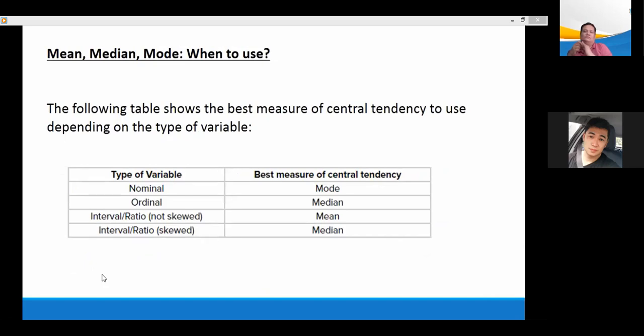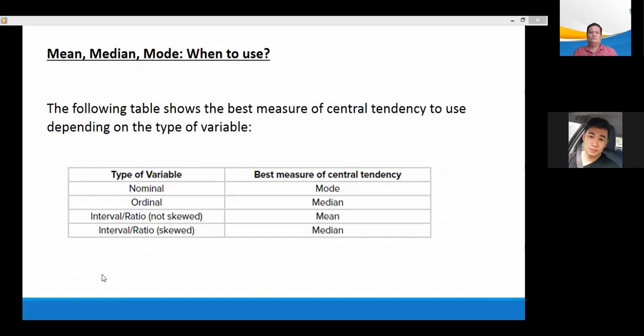Mean, median, and mode: when to use. The following table shows the best measure of central tendency to use depending on the type of variable. If the variable is nominal, where there are categories which are mutually exclusive and no ordering or direction, the best measure of central tendency to be used is the mode.